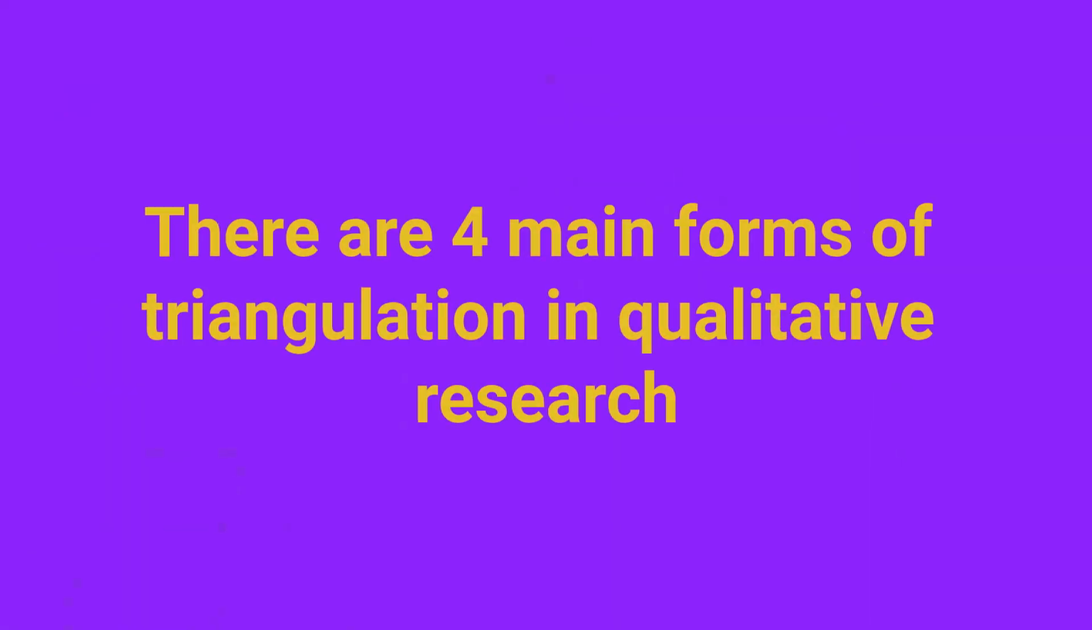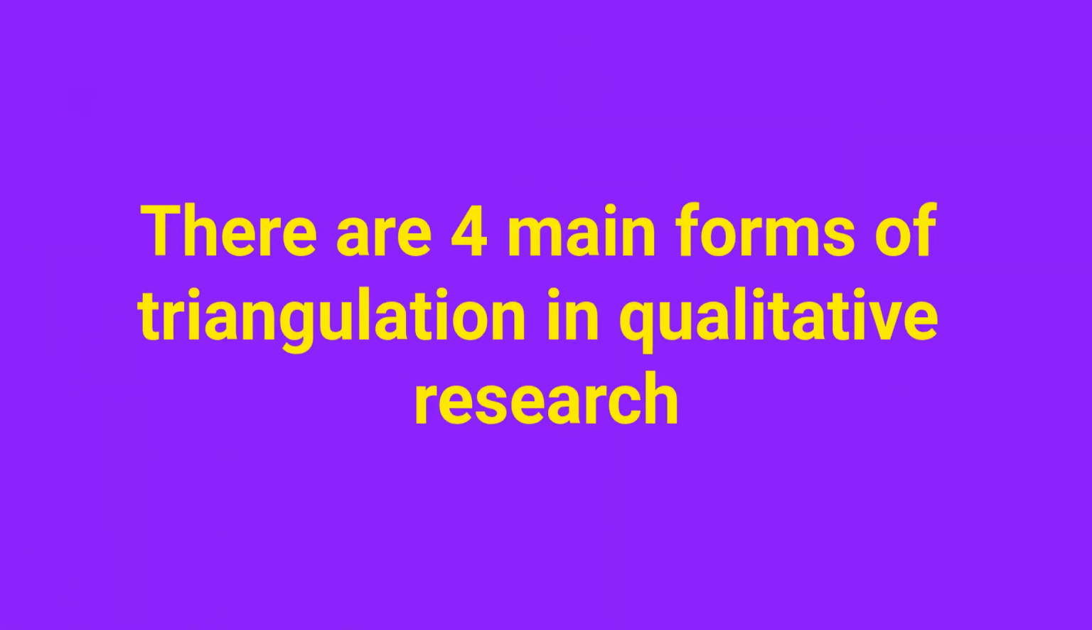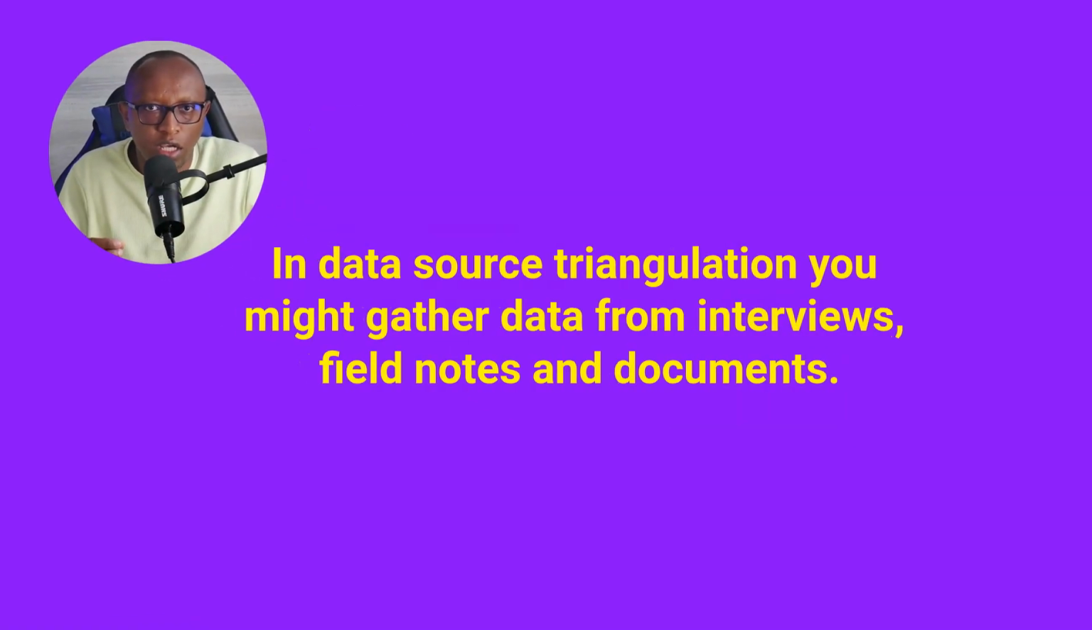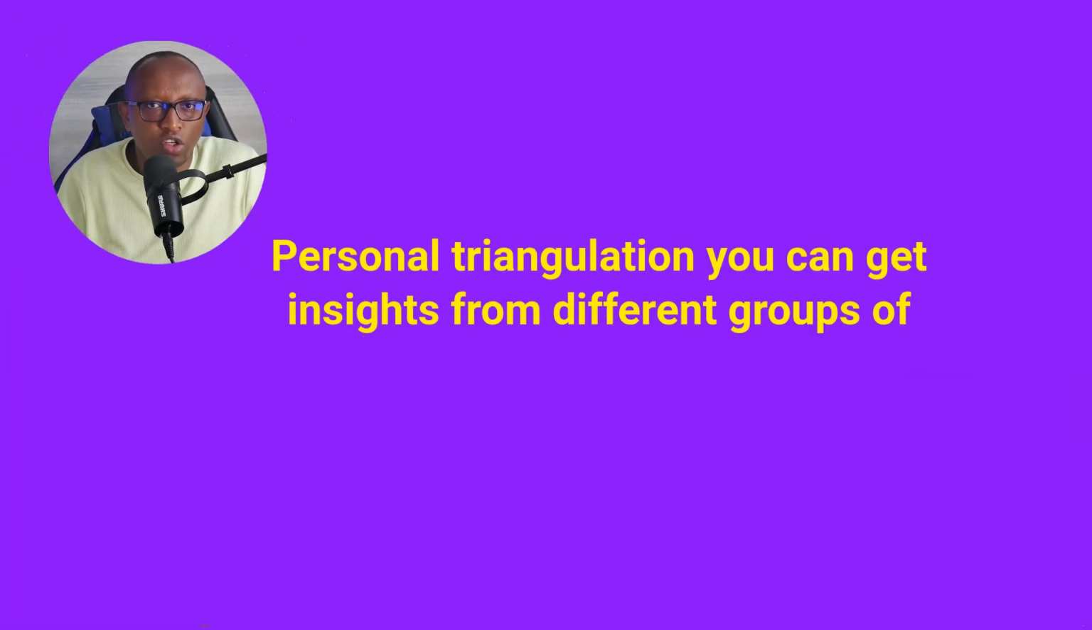So there are 4 main forms of triangulation in qualitative research, including data source triangulation, personal triangulation, investigator triangulation, and theory triangulation. In data source triangulation, you might gather data from interviews, field notes, and documents. On the other hand, in personal triangulation, you can try to get insights from different groups of participants, for example, nurses, doctors, community health workers in healthcare research. So when you decide to interview these different participants, you are doing personal triangulation.